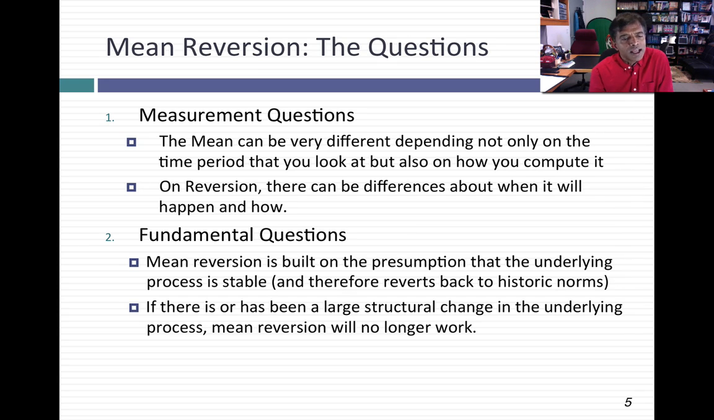So already you can see that even though we might both believe in mean reversion, that mean can be very different depending on the time period we look at. It can also be different in how we compute the mean. You can compute the arithmetic mean, which is adding up 20 numbers and dividing by 20, or we can compute a median if we think that there are too many outliers in the process. So even on that very simple question of mean and the mean reversion, there can be differences about what that mean is.